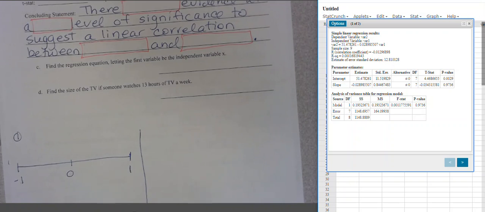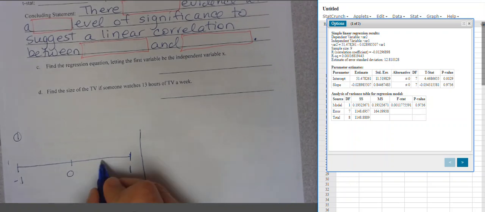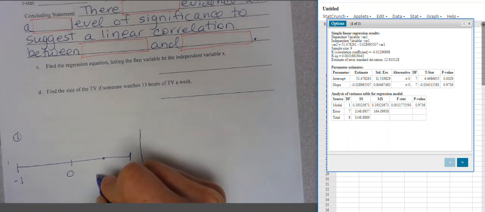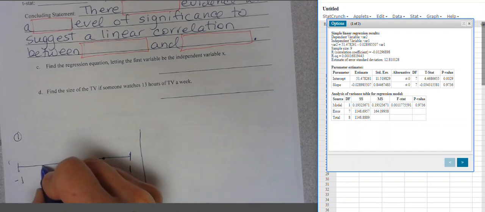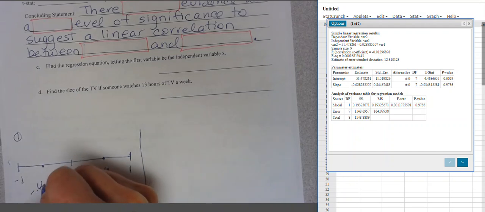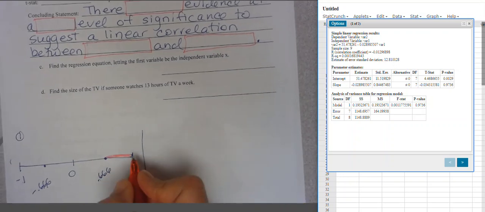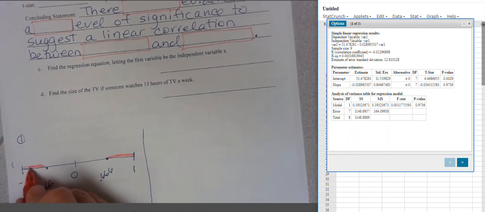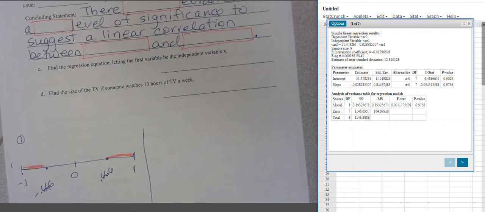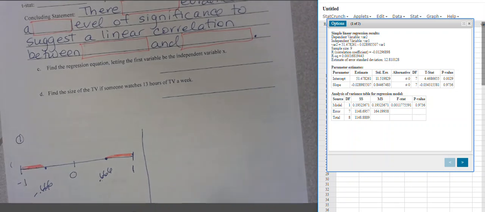So where is our critical value? It's about right here. This is positive 0.666, and down here is negative 0.666. If we get an R value that's anywhere in this red zone or over here in this red zone, we would say that there is strong linear correlation.